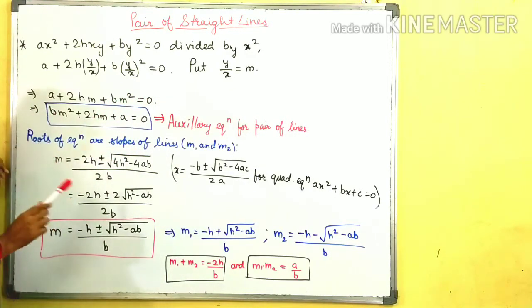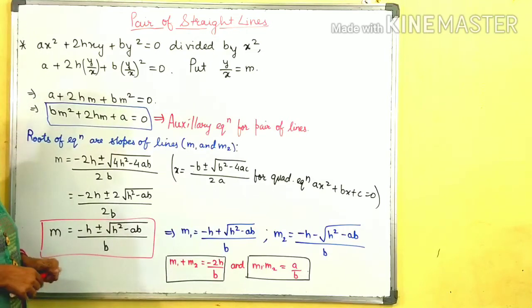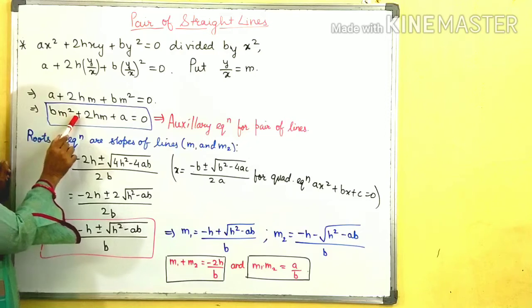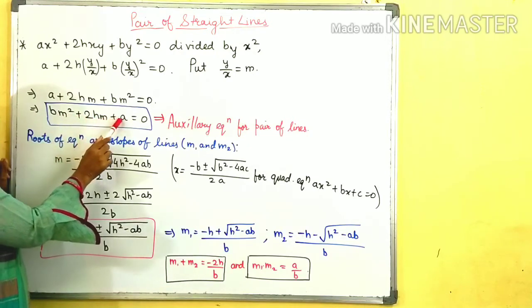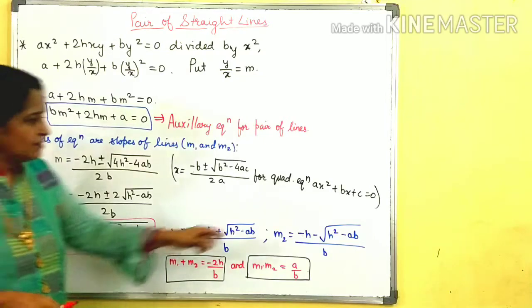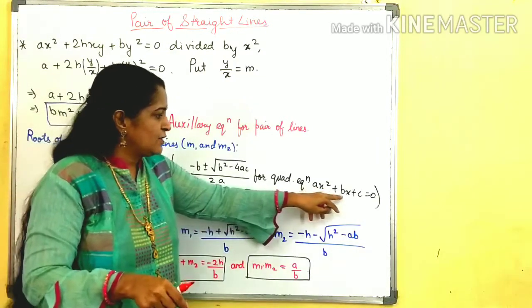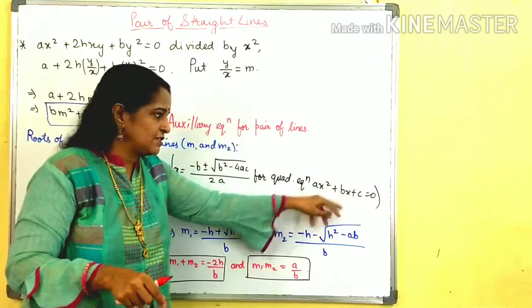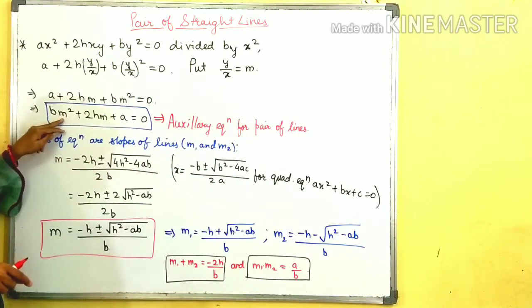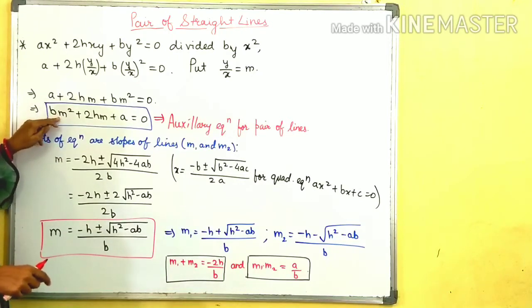This equation is nothing but a quadratic type equation for m, which is bm square plus twice hm plus a is equal to 0. What is a quadratic equation? We know that ax square plus bx plus c is equal to 0 is our quadratic equation. X is replaced here by m. So this is a quadratic equation for m.